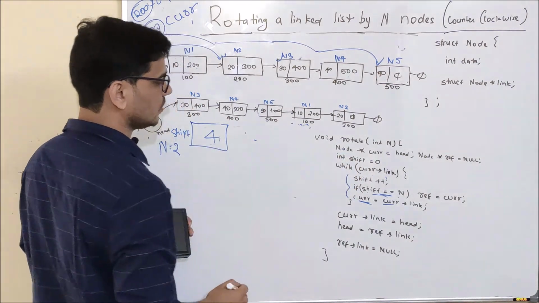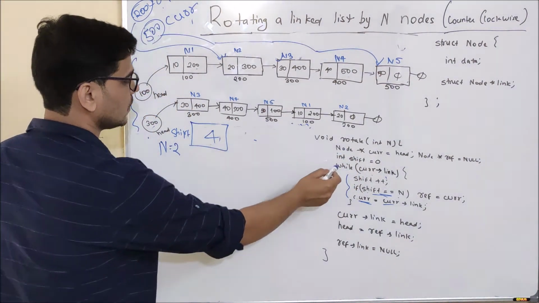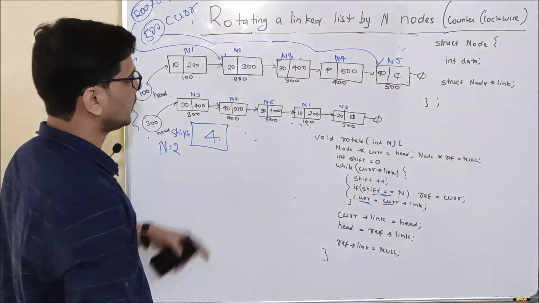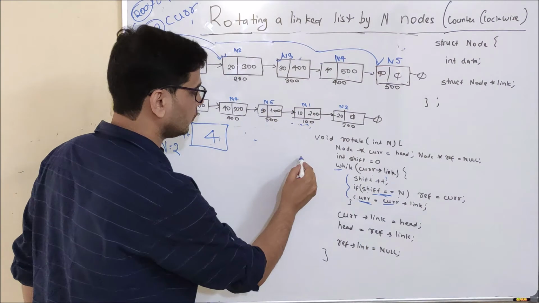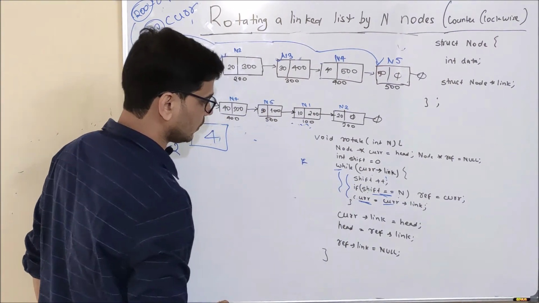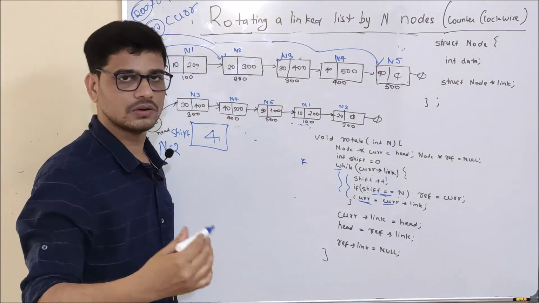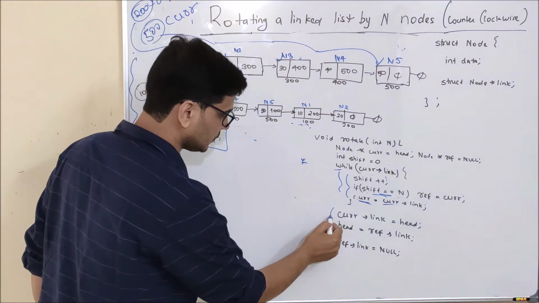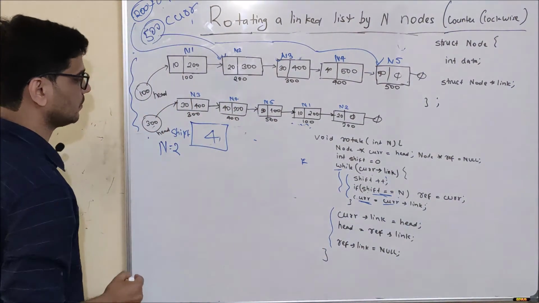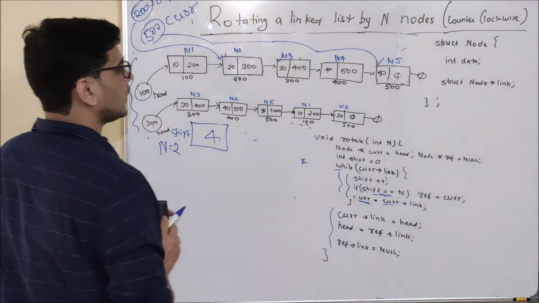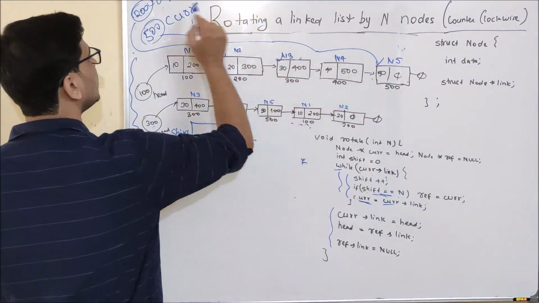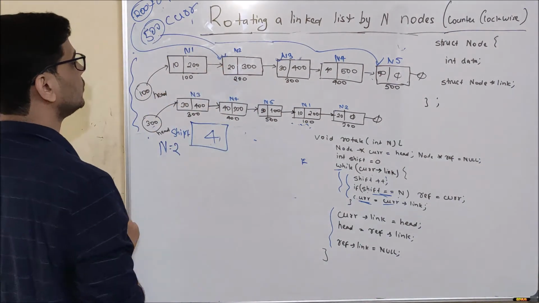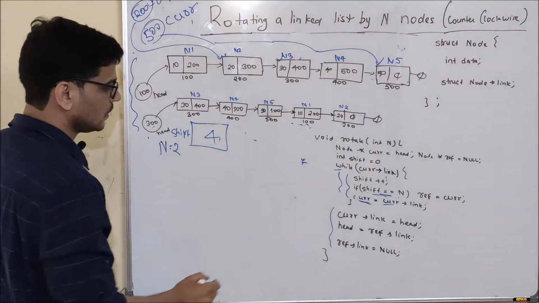Again this while condition will be checked. See, while current dot link, current is 500, its link part is null. So this condition will be false now. These 3 lines will not execute and basically we will come out of this while loop. And I am going to execute these 3 lines. See, right now current is pointing to last node and reference pointer is pointing to node 2.